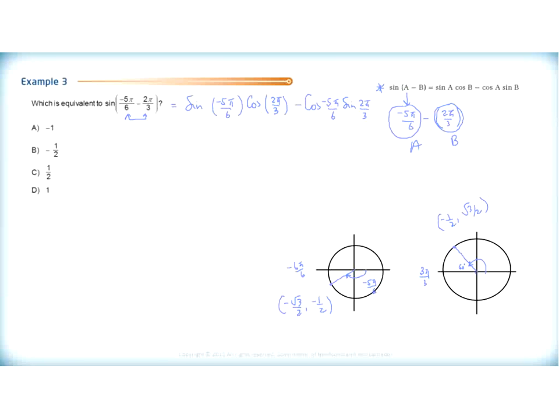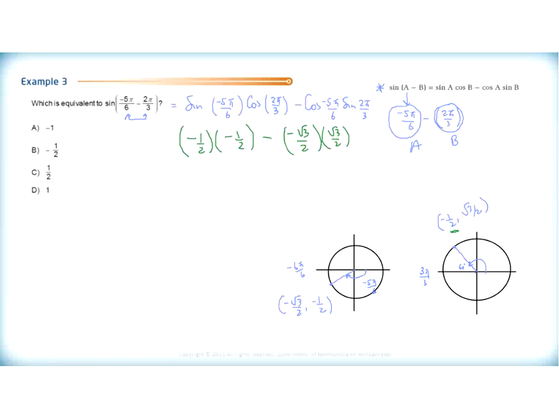Okay, now that I got my two unit circles drawn, I should be able to easily find the sine and cosine of the angles that I need. The sine of negative 5 pi over 6. Sine is the second coordinate, so it's negative 1/2. Times the cosine of 2 pi over 3. Cosine is the first coordinate, negative 1/2. Subtract the cosine of negative 5 pi over 6, which is a negative root 3 over 2, times the sine of 2 pi over 3, which is a positive root 3 over 2.